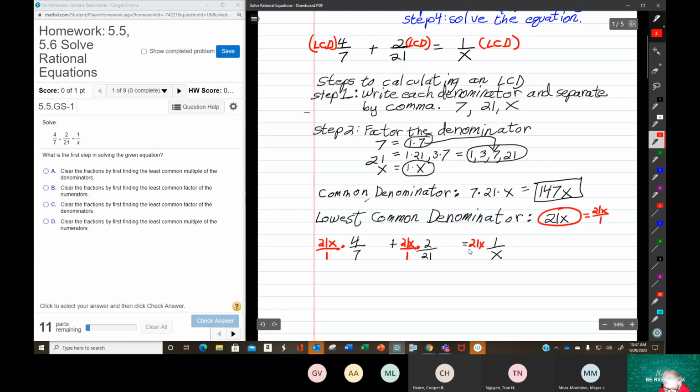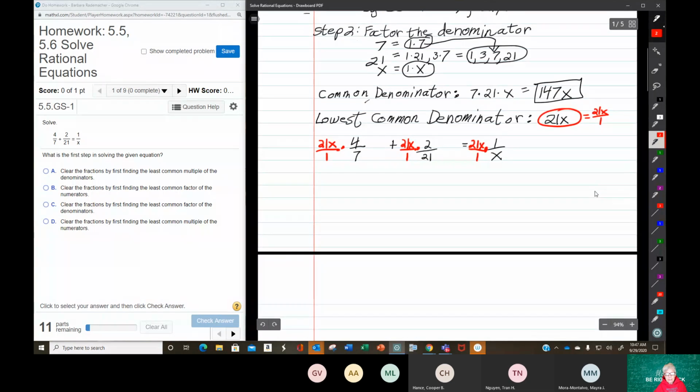It doesn't matter whether I put it in front or behind. So I have now multiplied each term by 21x, and I've just written it as a fraction by putting it over 1. Here's what that does. Remember from yesterday, when you multiply fractions, you eventually end up multiplying the tops and multiplying the bottoms. So I can do this. Most people don't go to this extra step, but you can definitely do it.